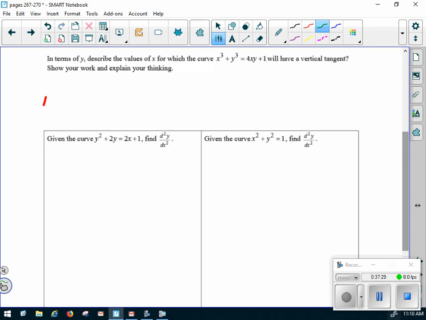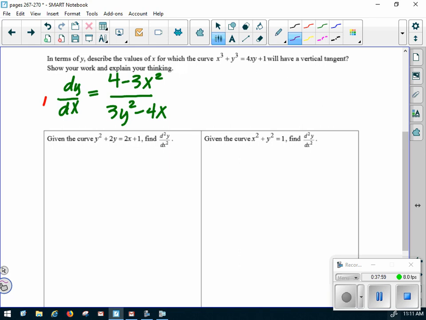And you have an undefined slope when the denominator is 0. Now, if you'll notice, that's the same function we were working on before. So we got the same derivative. And the derivative was, I even forgot, 4y minus 3x squared over 3y squared minus 4x. The denominator has to equal 0. 3y squared minus 4x has to equal 0.